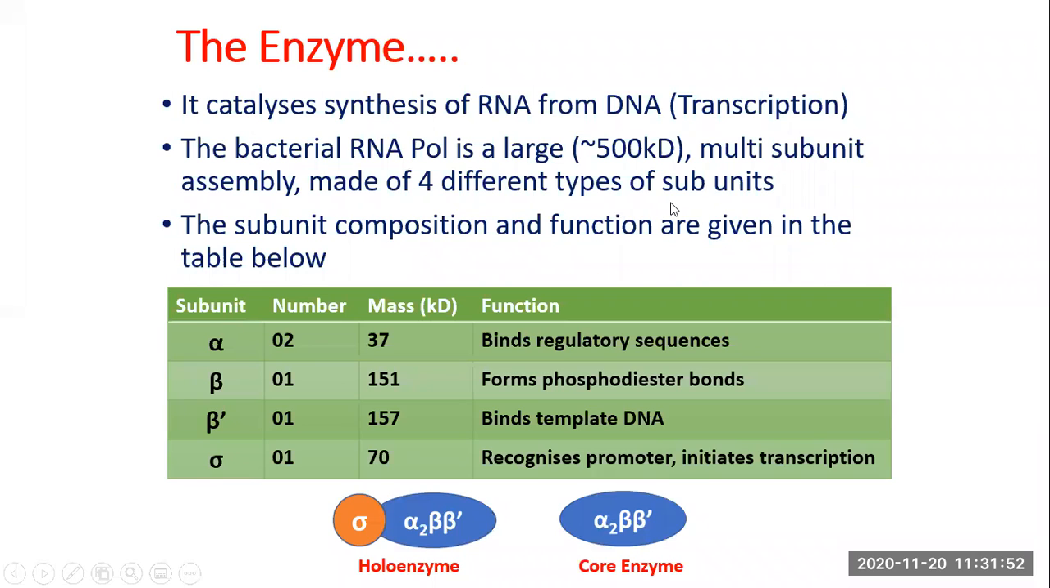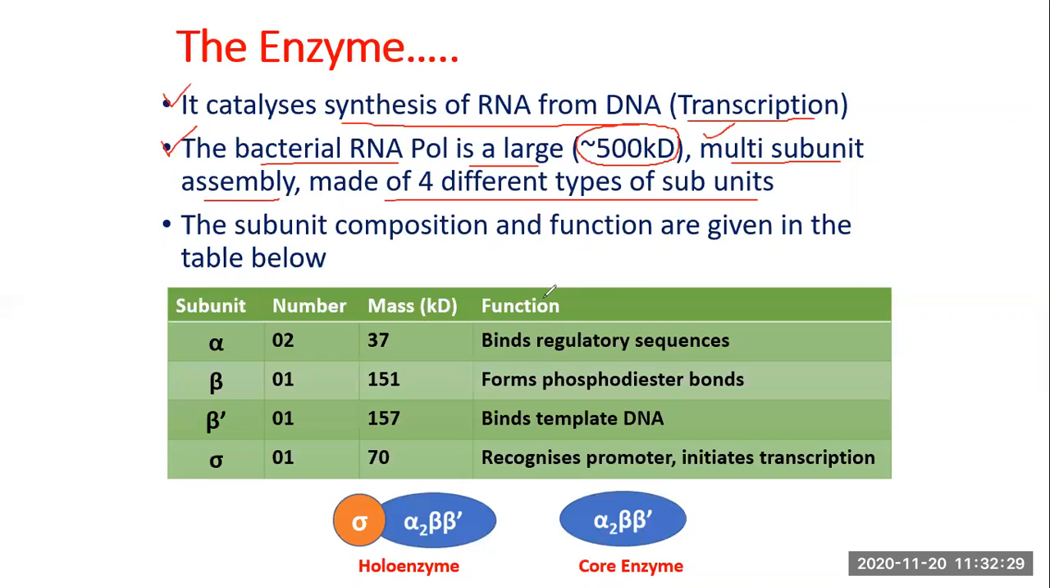Now, these enzymes, RNA polymerases, whether they are present in eukaryotes or prokaryotes, what do they do? They catalyze the synthesis of RNA from DNA. That is, they mediate the process of transcription. The one which is present in prokaryotes, the bacterial RNA polymerase, is a large, approximately 500 kilodalton molecular weight enzyme made up of multiple subunits. It's a multi-subunit assembly, and as many as 4 different types of subunits are present in it.